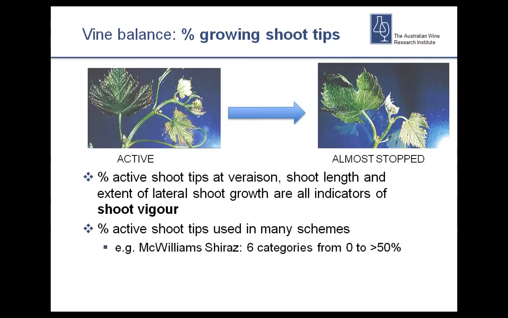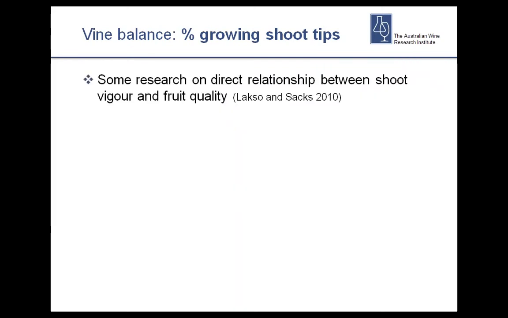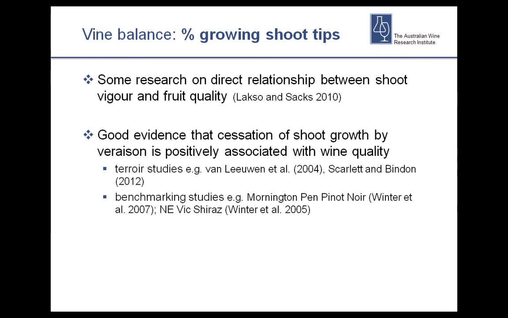For example, in the McWilliams Shiraz scheme, you may recall that there were 6 categories ranging from less than 5%, close to 0, up to more than 50%. There has been some research on the direct relationship between shoot vigor and fruit quality, and there's good evidence that cessation of shoot growth by veraison is positively associated with wine quality. And this has come from both terroir studies and also from some benchmarking studies with both Pinot Noir and Shiraz.